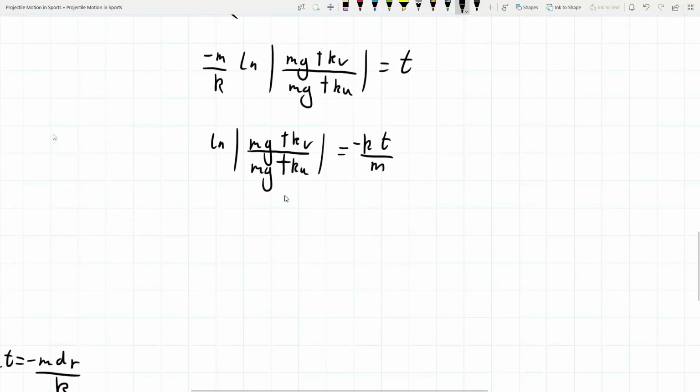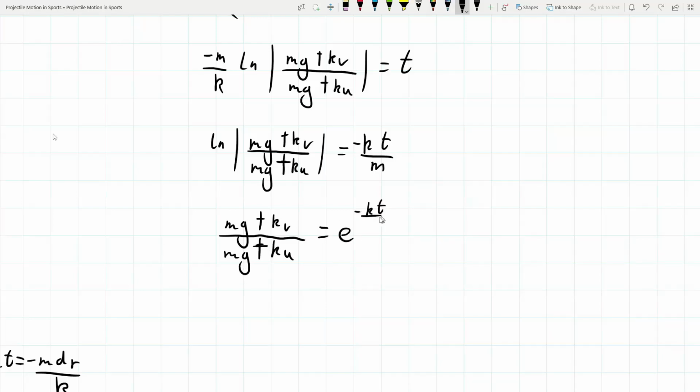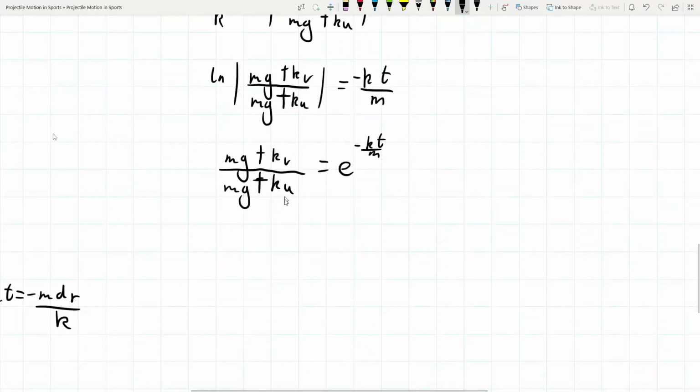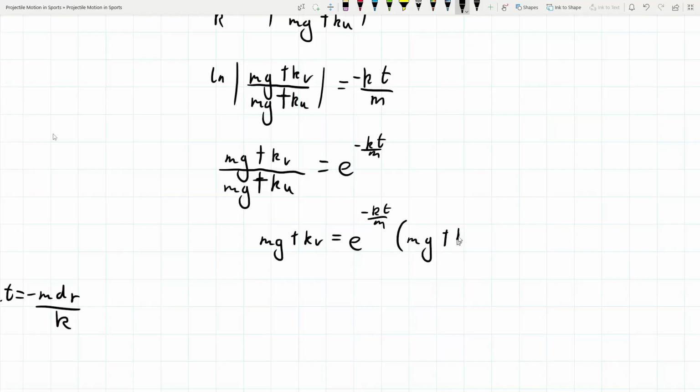Now we can do e to the power on both sides, so we get (mg plus kv) over (mg plus ku) equal to e to the minus kt over m. So we can multiply both sides by mg plus ku, and we get mg plus kv equals e to the minus kt over m multiplied by mg plus ku.